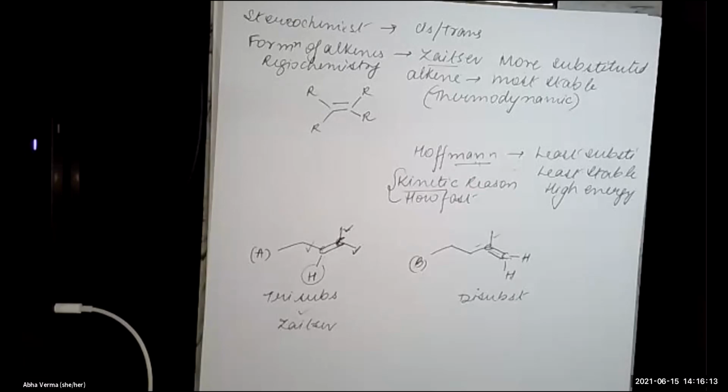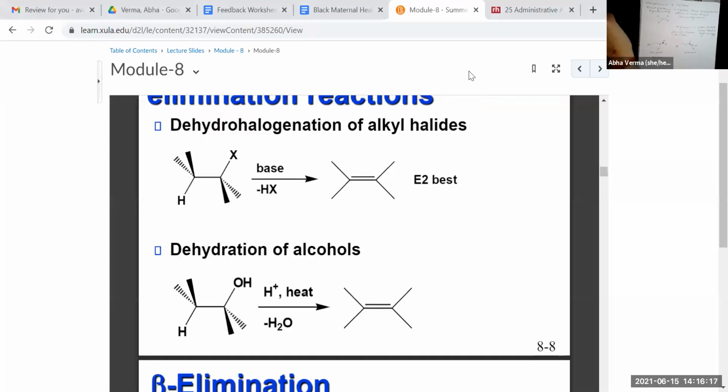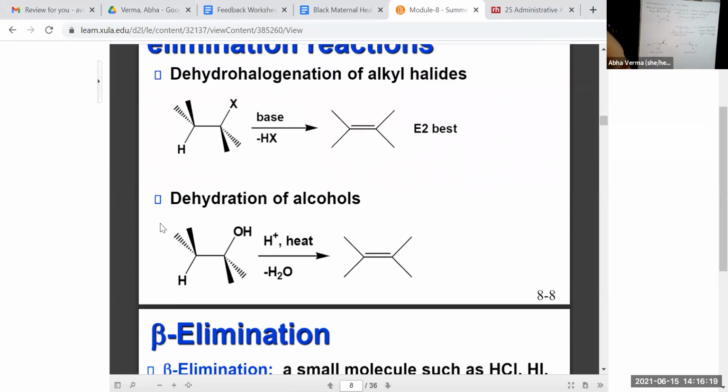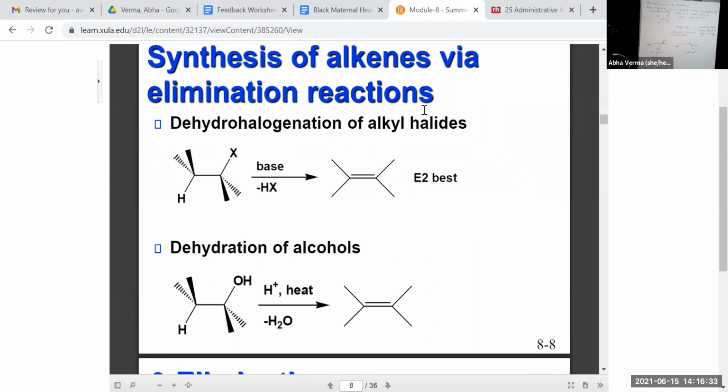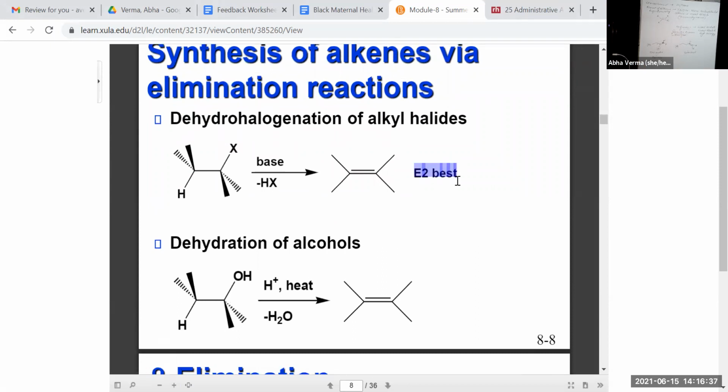So with this knowledge, we will look at the formation of alkenes. Just like when you do substitutions, you always focus on SN2. Why SN2? It is concerted, it is fast. Similarly, when we look at alkene formations, we look at the E2 mechanism.